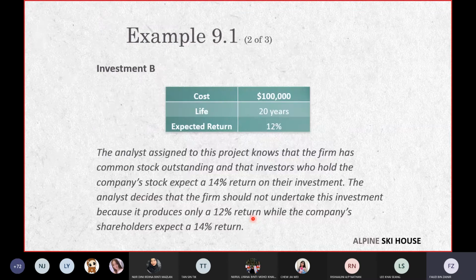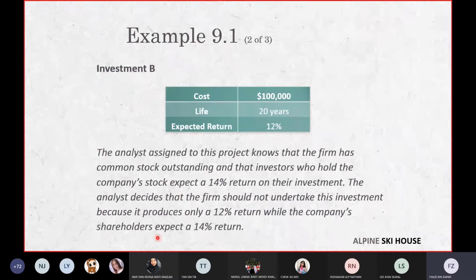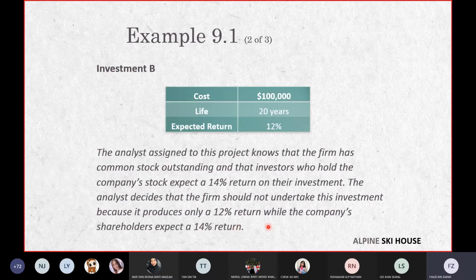But then let's look at scenario B. Another analyst is looking at another project. The cost is 100,000, the lifespan is 20 years, but the expected return is 12%. The analyst assigned to this project knows that the firm has common stock outstanding and the investors who hold the company's stock expect a 14% return on their investment. The analyst decides that the firm should not undertake the investment because it produces only 12% return, while the company's shareholders expect a 14% return.